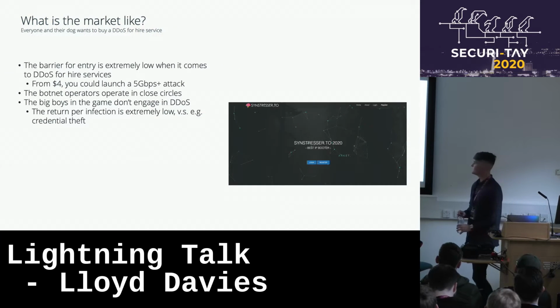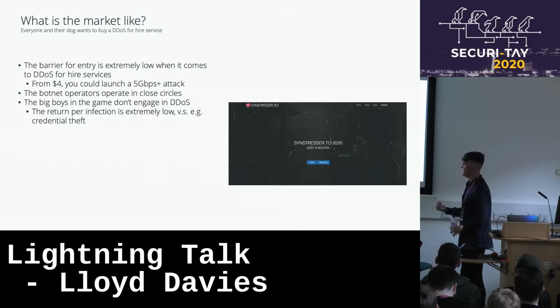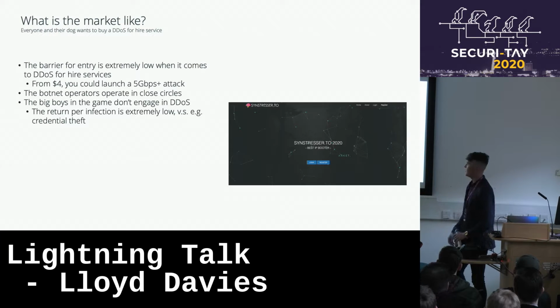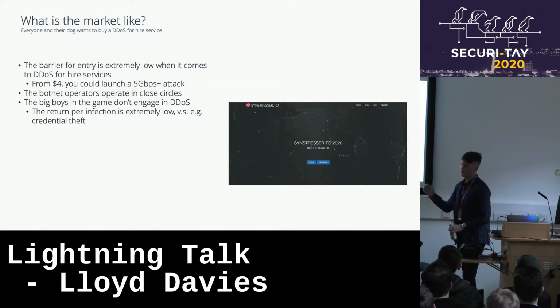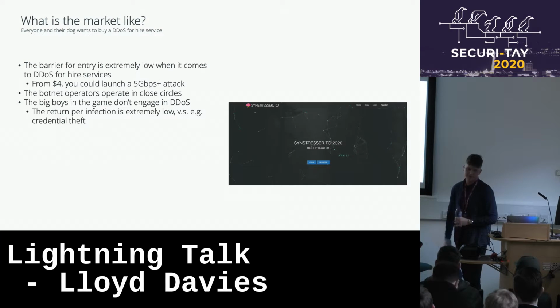So what is the market like? As I said, the barrier for entry is extremely low. For $4, you could launch an attack. Not a massive attack, but you could take a small enterprise offline. You could take a home connection offline. The big boys do not engage in DDoS, for example traditional botnets such as Emotet and TrickBot. Well, they do engage in it, but the return per infection for the big Russian guys is low, because they want to go after the banks and other stuff like credential theft and web injects.